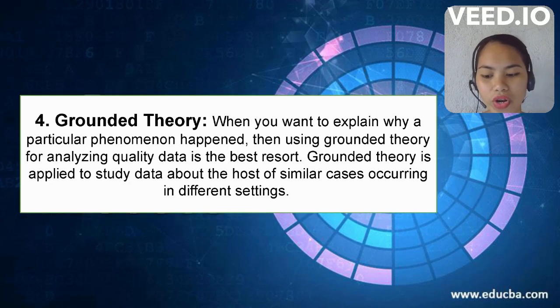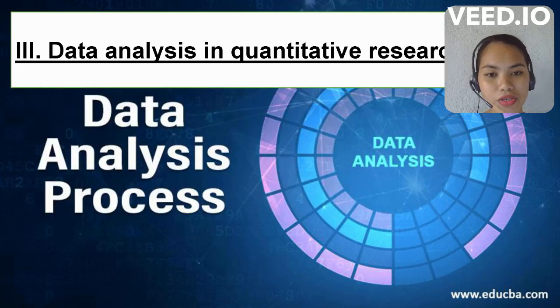Next, we have here grounded theory. When you want to explain why a particular phenomenon happened, then using grounded theory for analyzing quality data is the best resort. Grounded theory is applied to study data about the host of similar cases occurring in different settings. So, here, when researchers are using this method, they might alter explanations or produce new ones until they arrive at some conclusions. So that was it.